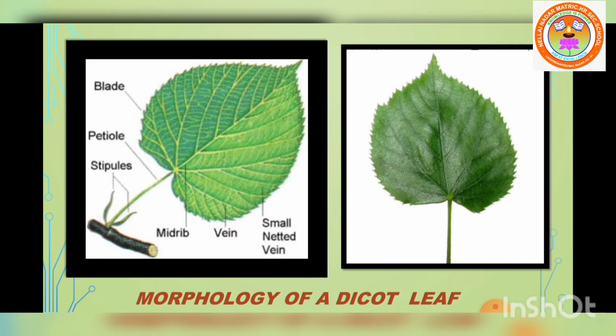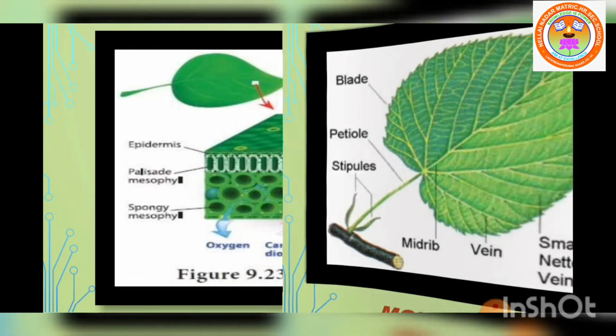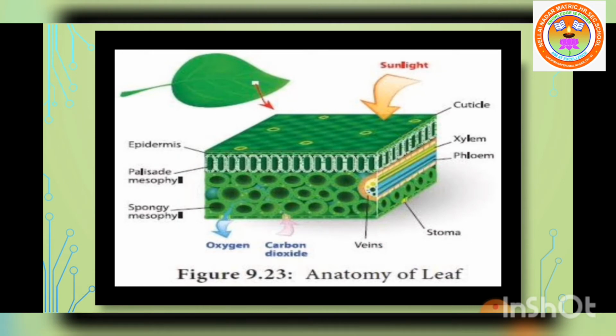Just see the picture. This is the morphology of a dicot leaf. Reticulate venation is a characteristic feature of all the dicotyledonous plants. Like stem and roots, leaves also have the three tissue systems: dermal or epidermal tissue system, ground tissue system, and vascular tissue system. The dermal tissue system consists of an upper epidermis and lower epidermis. Stomata occur in both the epidermis but more frequently in the lower epidermis.